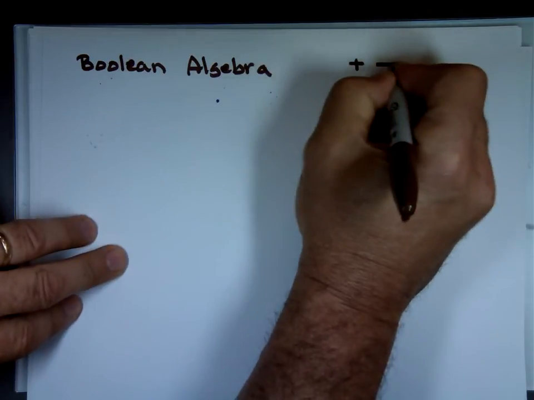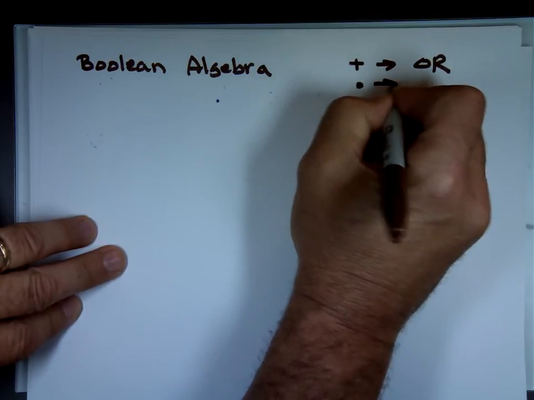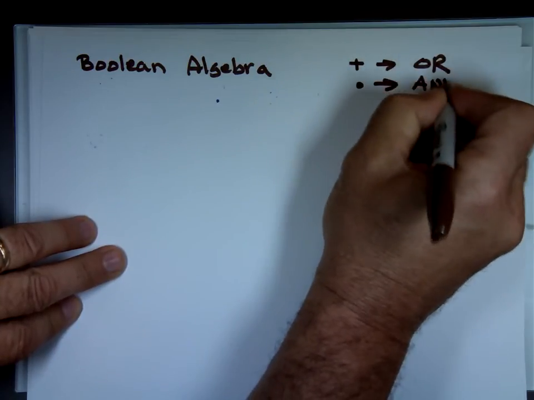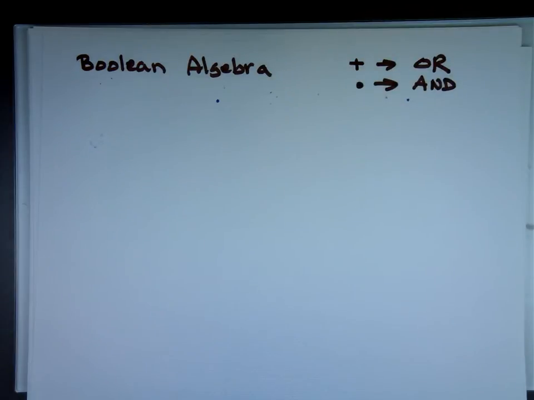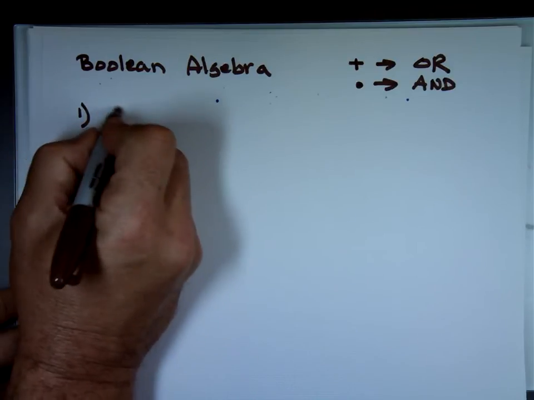When you see a plus sign, think of an OR gate, not normal math. When you see a dot, think of an AND gate. Now, here's some of the rules about Boolean algebra. This is like learning a middle language.